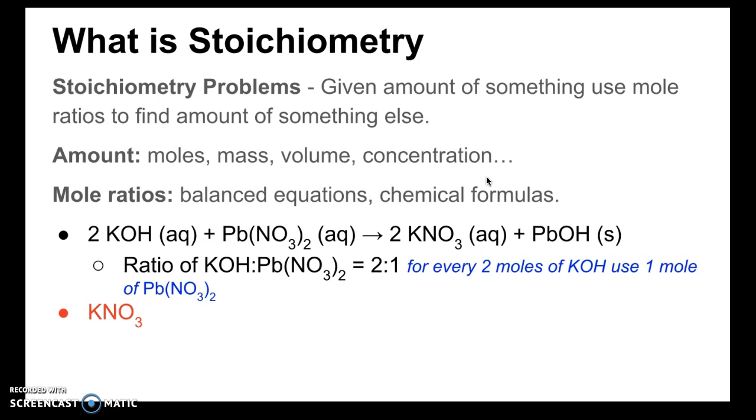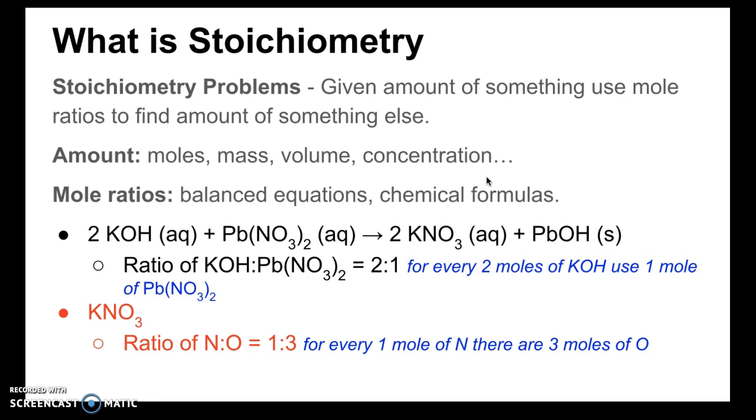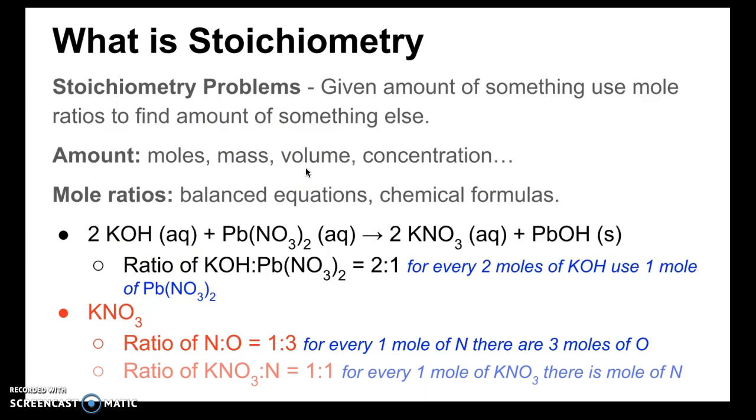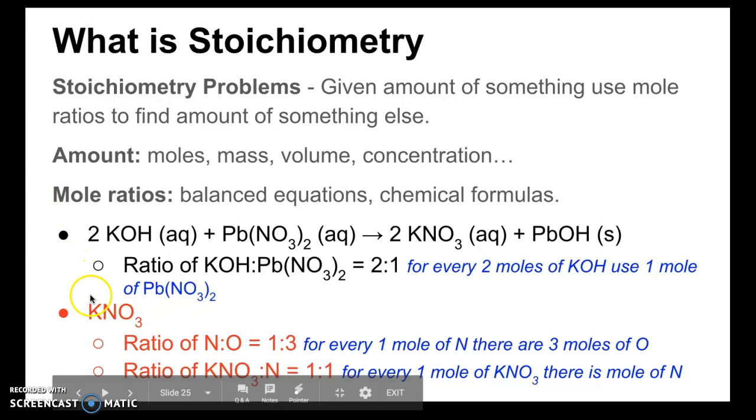If you take something like a chemical formula, like KNO3, the mole ratios are going to come from the subscripts. So for example, if you look at the ratio of nitrogen to oxygen in KNO3, it's a 1:3 ratio because the subscript for nitrogen is 1 and for oxygen is 3. You can also do mole ratios when you compare an entire molecule to one of its atoms. For example, if you had 1 mole of KNO3, which is potassium nitrate, you would only have 1 mole of nitrogen, because for 1 mole of this molecule, there's only one nitrogen atom. And again, you get that from the subscript.